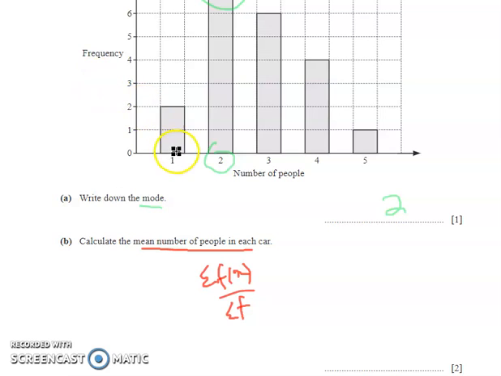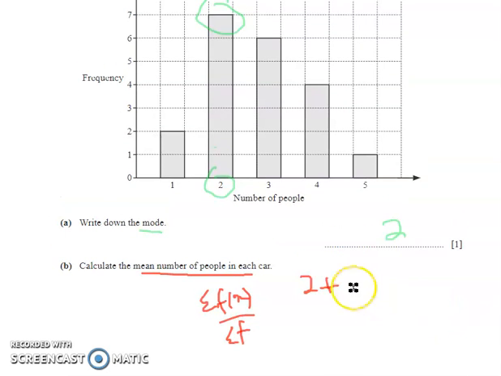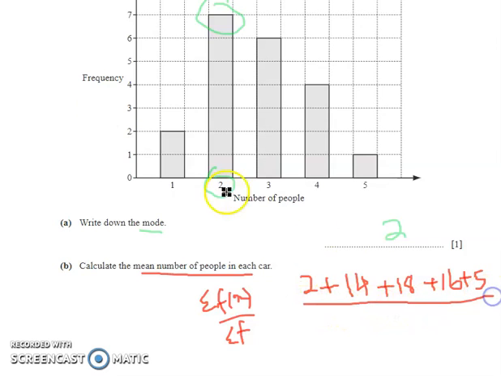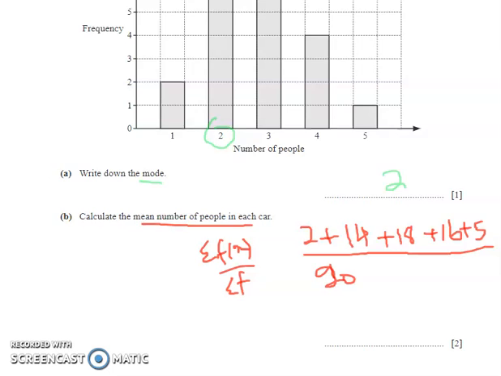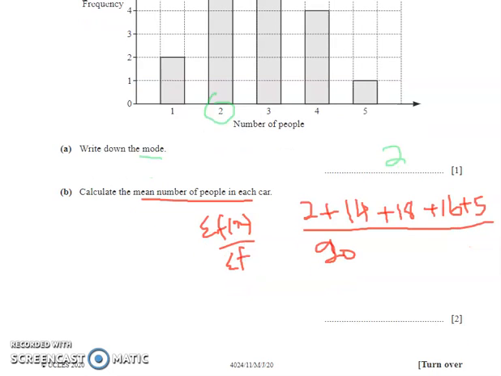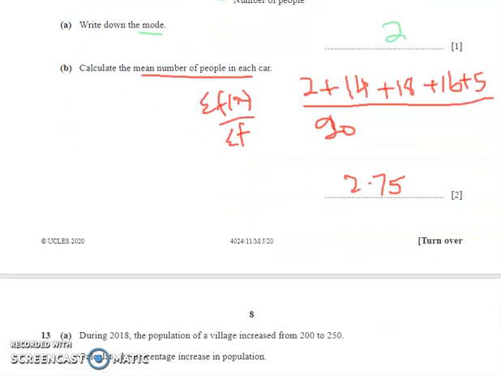So this frequency for 1 is 2. So 2 plus the other frequency is 7. 2 plus 7 2s are 14. 3 6 are 18. 4 4s are 16. 5 1s are 5. And this will come over here, it's sigma f. So the total of frequencies, that is 2 plus 7 9 plus 6 15 plus 4 19 plus 1 20. So this is how we will get our mean, and our mean is 2.75. All right, moving towards the next question.